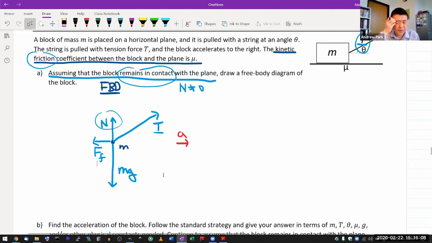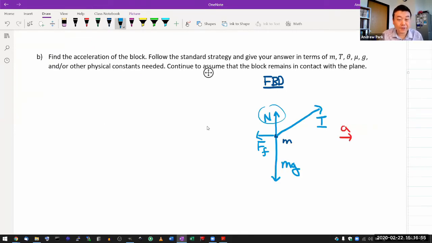I can bring up some of the considerations in that part B. It says find the acceleration of the block, follow the standard strategy, and give your answer in terms of all that. So I've already done the first step in the standard strategy, actually. I drew a free body diagram. So that's my step number one. Step number two is defining my coordinate axis. My acceleration is horizontal, so that seems like a reasonable coordinate axis. That's step number two. And step number three is decomposing forces into components.